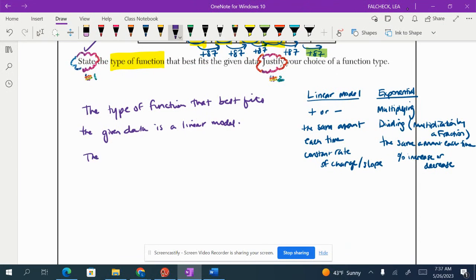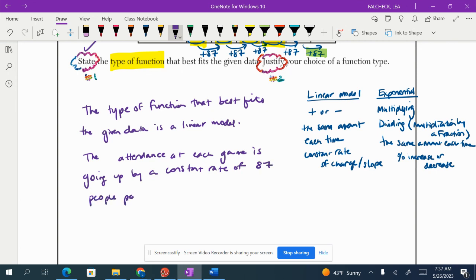Our justification is as follows. The attendance at each game is going up by a constant rate of 87 people per game, which means a linear model is the best choice.